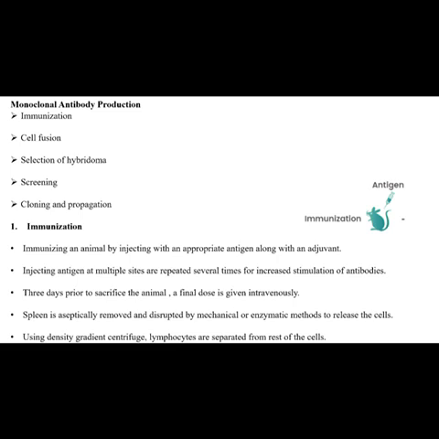Three days prior to sacrificing the animal, a final dose is given intravenously. The spleen is aseptically removed and disrupted by mechanical or enzymatic methods to release the cells. Using density gradient centrifugation, lymphocytes are separated from the rest of the cells.